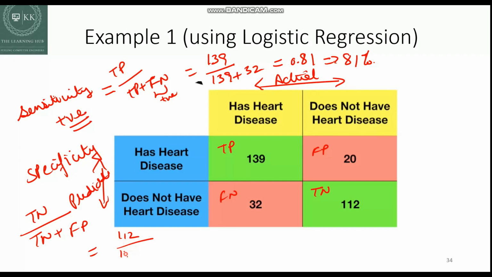112 divided by 112 plus 20. So it is 0.85, that is 85%. So here specificity tells us that 85% of the people without heart disease were correctly identified by the logistic regression. That is, 85% are actually negative cases.